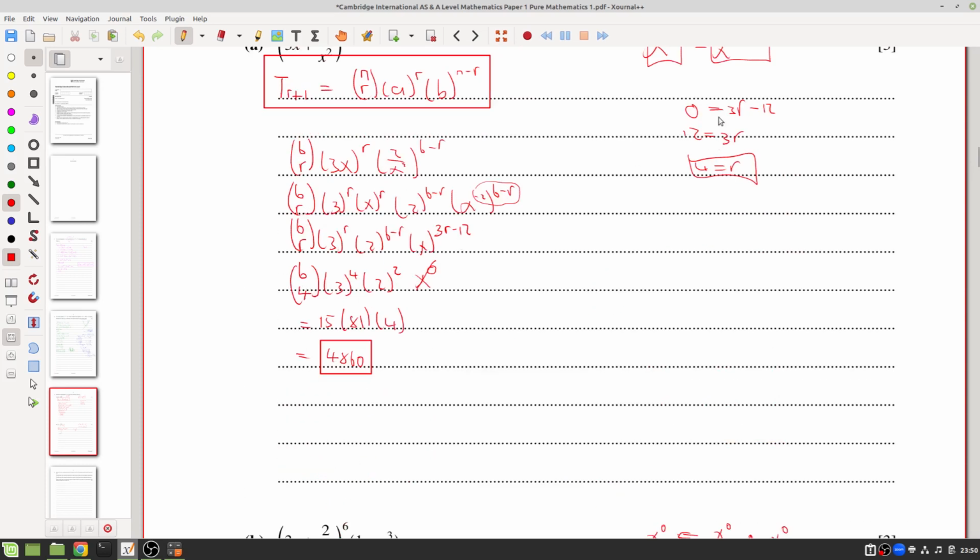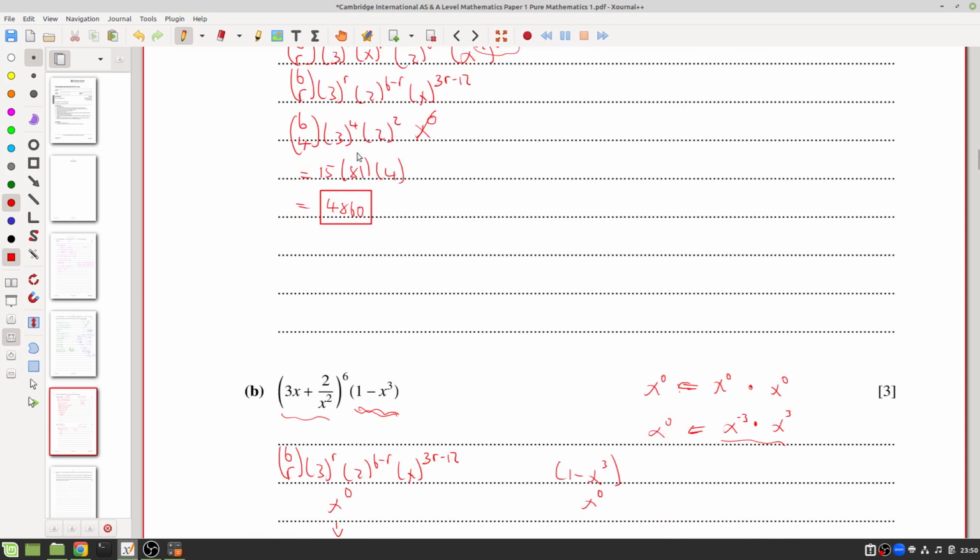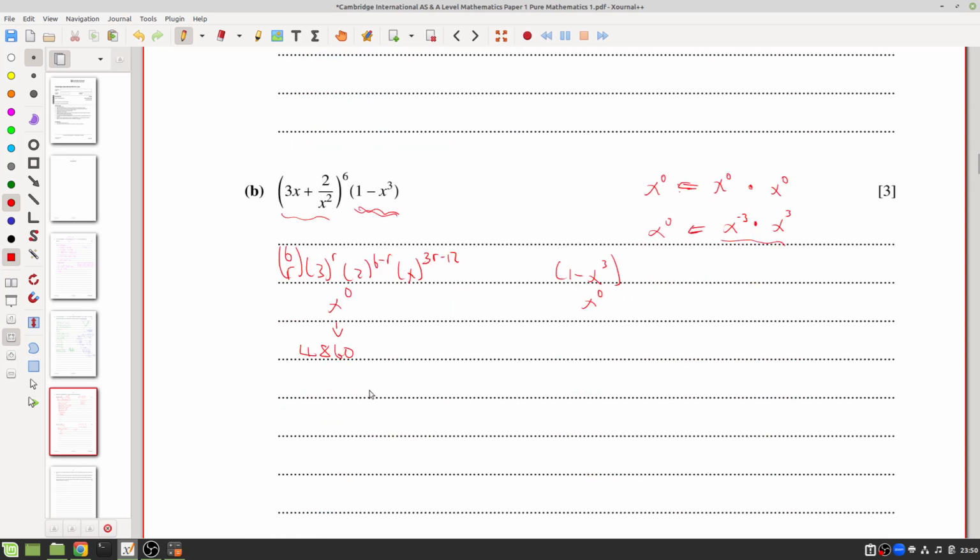Substitute the 4 in because we found if the power has to be 0, then r equals 4, plug that in, we find 4,860. And then x to the power 0 in this one, so which term is x to the power 0 here? It's 1, right? So that's the coefficient there, it's 1. Okay, now we need to multiply those two together. So 4,860 times 1 equals 4,860. Okay, so there's the first part of our answer.